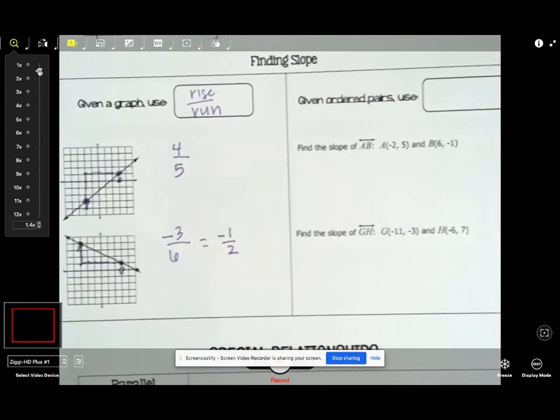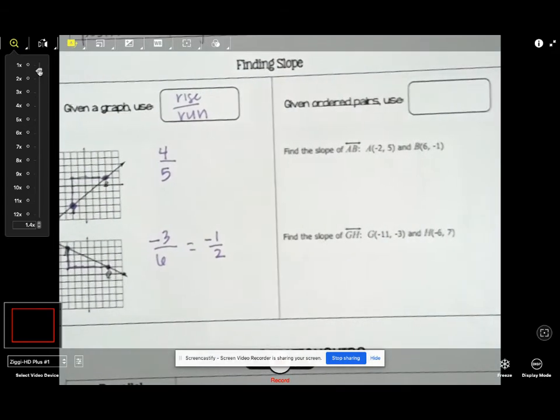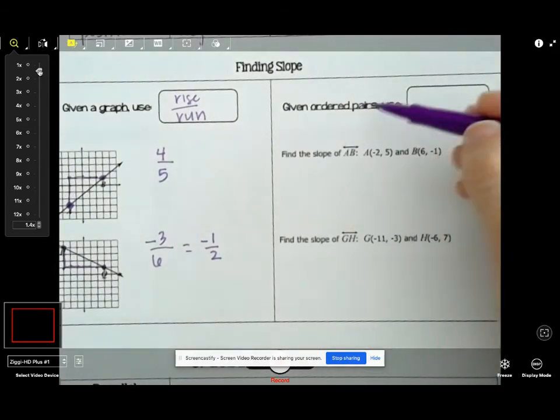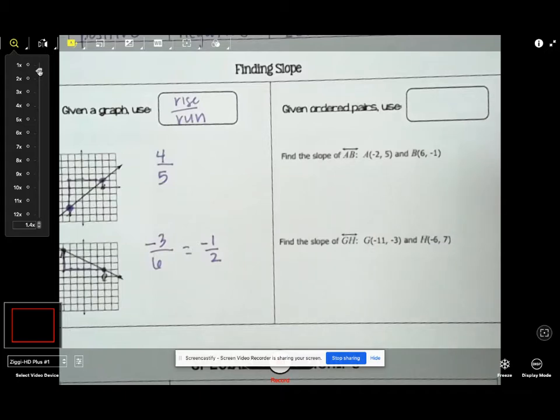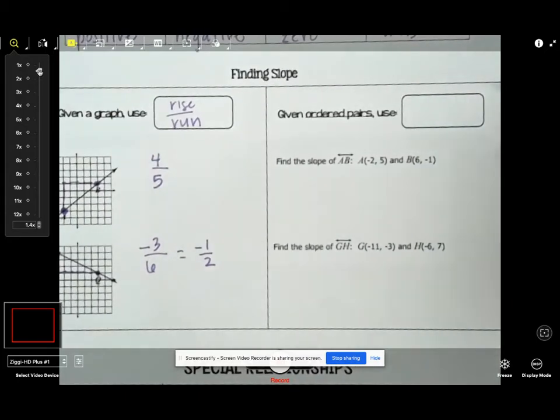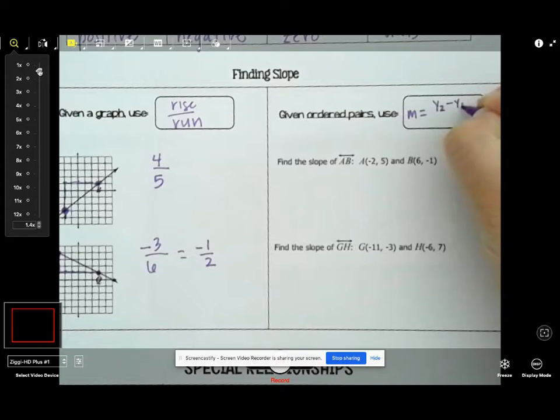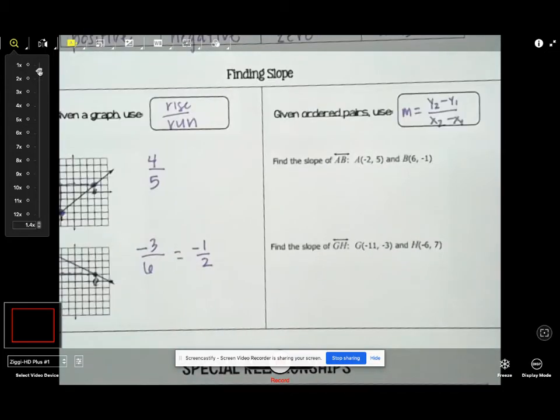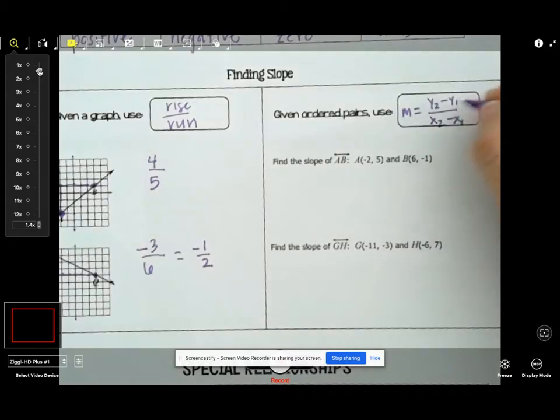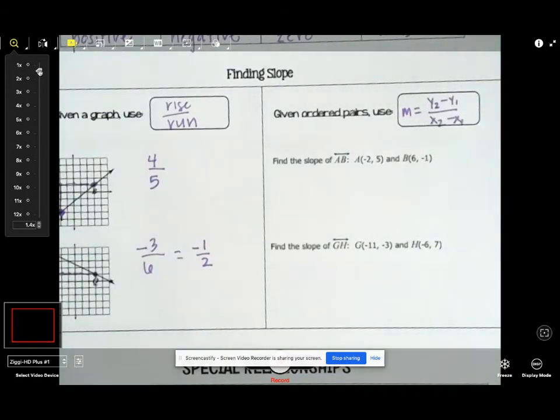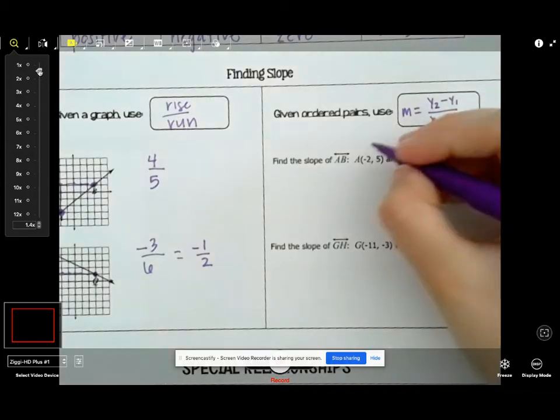Sometimes they're not going to give you the graphs of your line, so then you would use ordered pairs that they give you. And then we would use the thing called the slope formula. We use m for slope. That is the letter that represents slope in math. And it's y2 minus y1 over x2 minus x1. Your rise over run. So your y's are on top, your run's on the bottom. It helps to label your ordered pair.